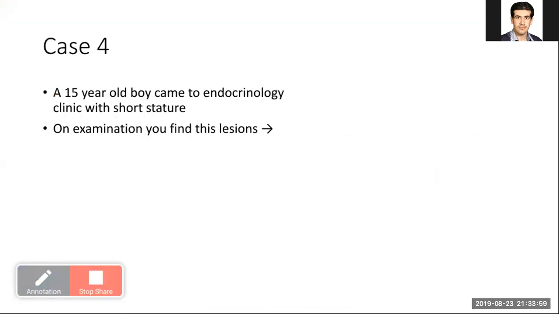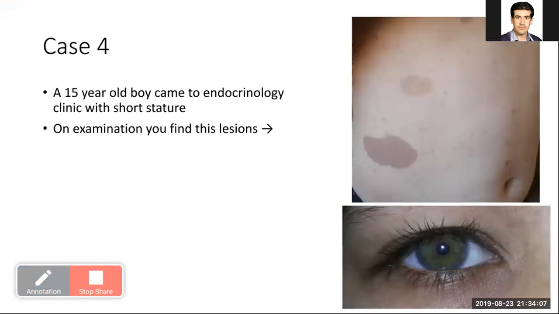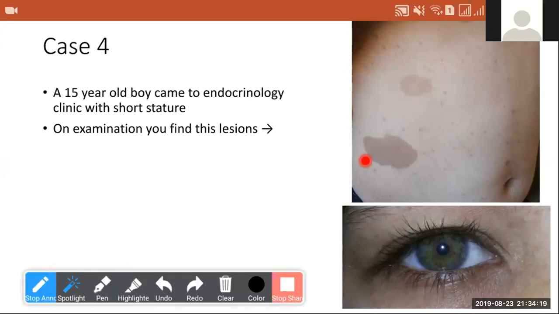We see here, this is the pituitary gland in this patient. The fourth case: a 50-year-old boy came to the endocrinology clinic with short stature. On examination, you find these lesions. What do you think? Neurofibromatosis. Yes, these are the café au lait lesions.